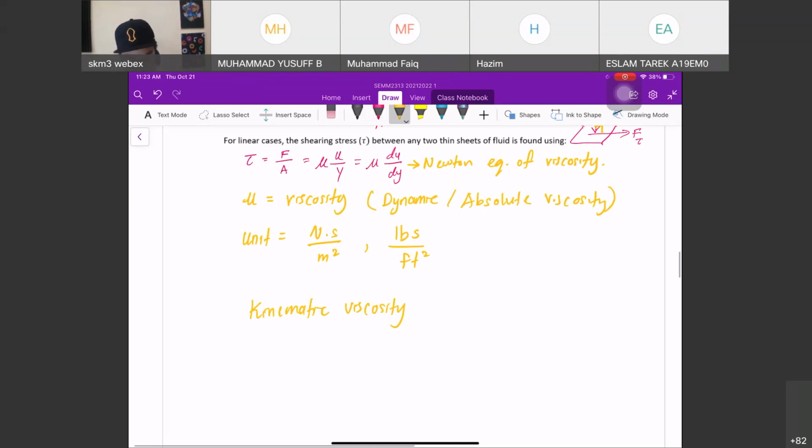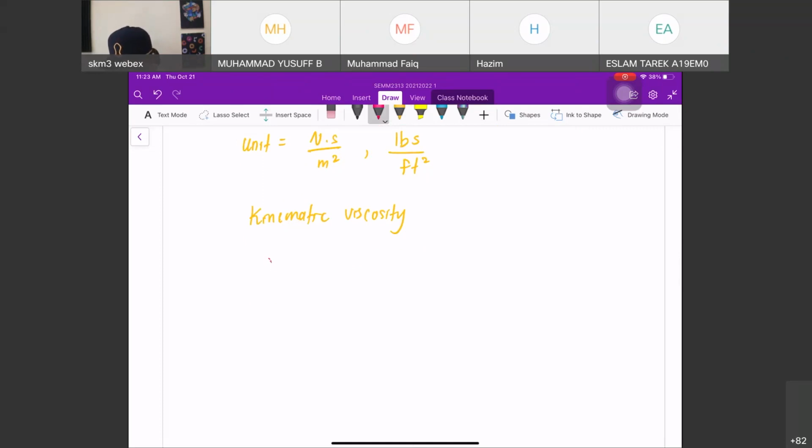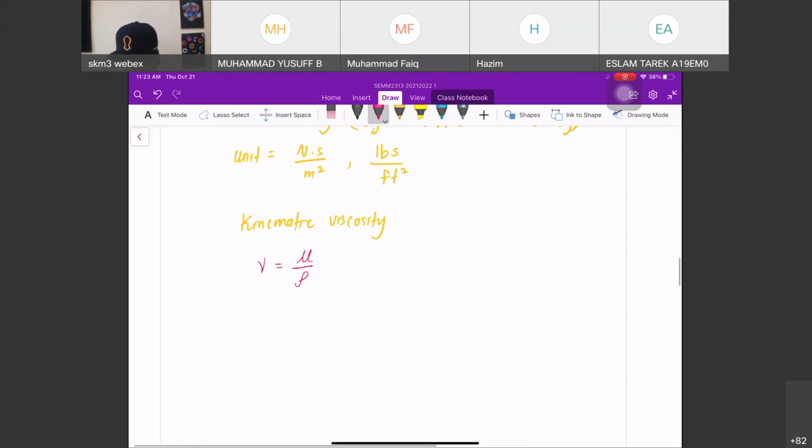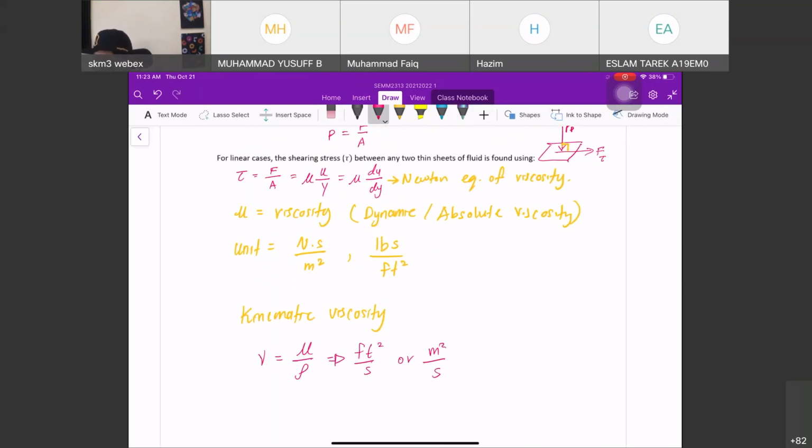So what's the unit? What is the formula of the kinematic viscosity? The nu, this is the symbol, equals dynamic viscosity over density. So here, the unit is feet squared over second or meter squared over second. So now you can see the difference. What is the difference between those viscosities? Class, can you judge any difference between kinematic and dynamic? What's the difference?